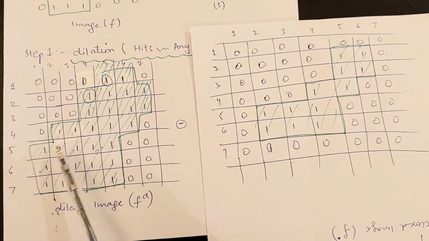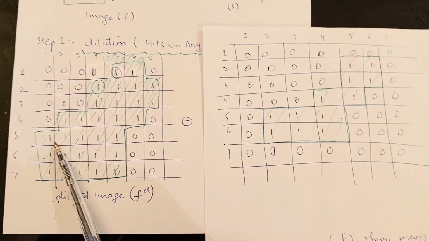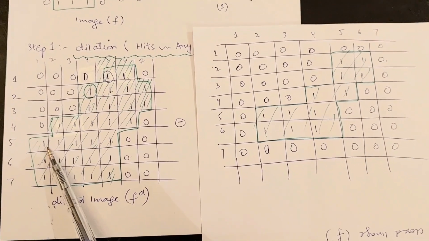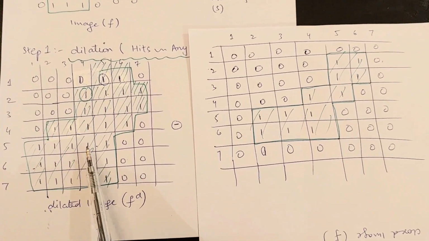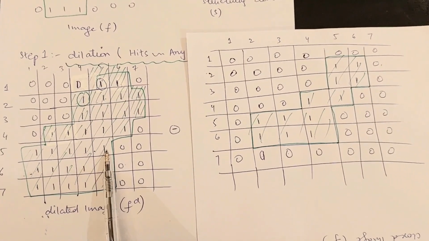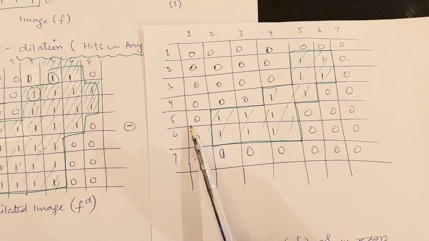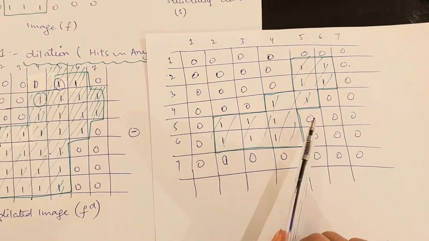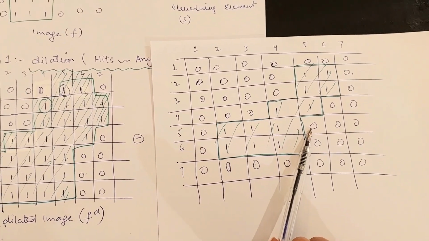Similarly, if you look at row number 5, in row number 5 this one will convert into 0, and this will stay as 1, this will stay as 1, and this will stay as 1. Again this one will also convert into 0. So the same result is visible here. The first one has become 0, and similarly there was a 1 which has converted into 0.